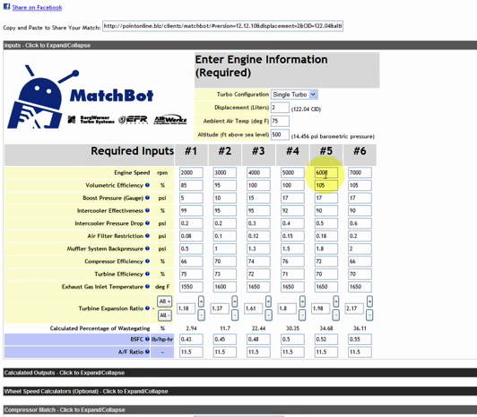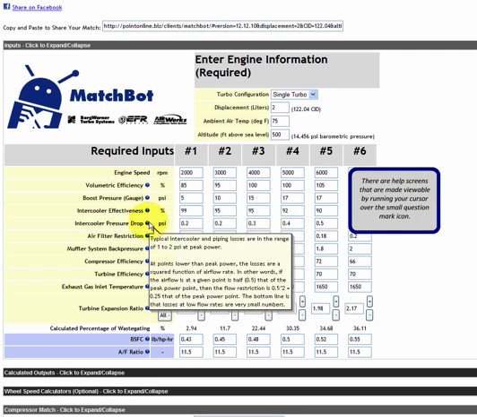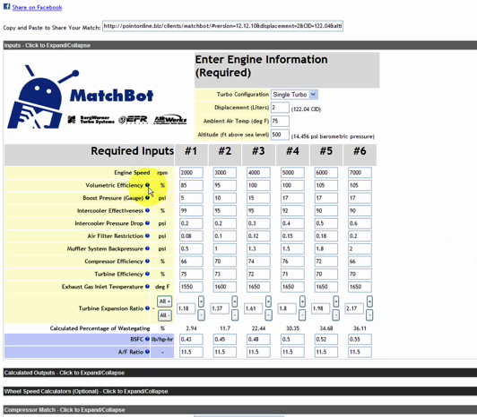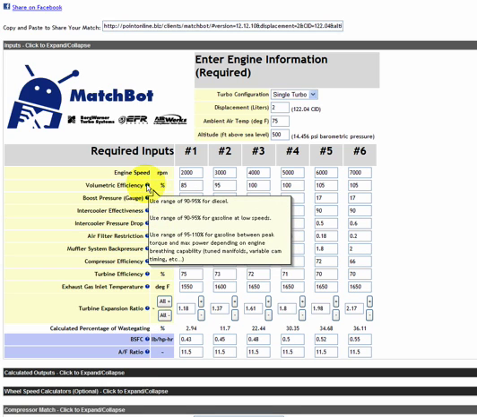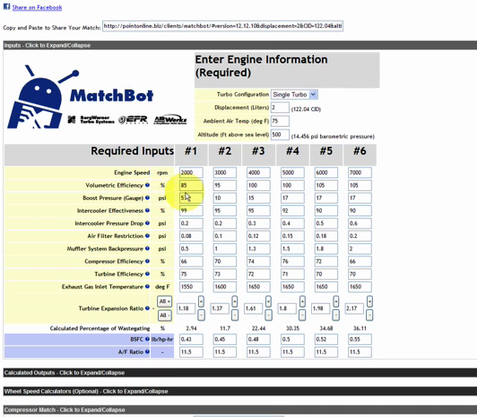Engine speed for each of the 6 points is of course required. Volumetric efficiency, realizing that this is often a guess unless you happen to have some dyno data on your engine. By the way, there's some pop-up help topics on each of these things. So you can roll your cursor over this question mark and it gives you some help for what to use. For example, volumetric efficiency gives you some tips on what to use for diesel engines, gas engines, low speed, high speed, that sort of thing.